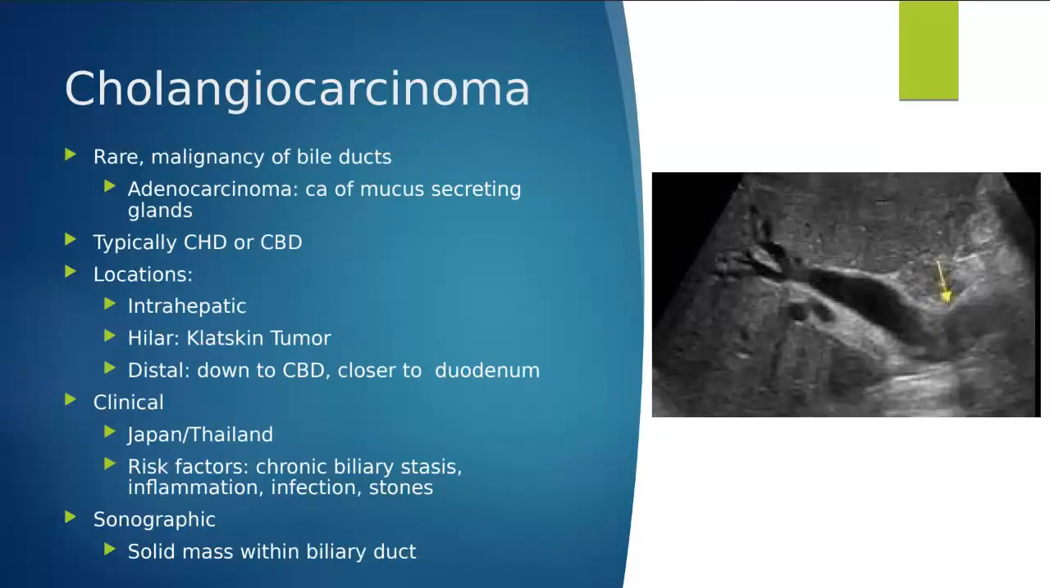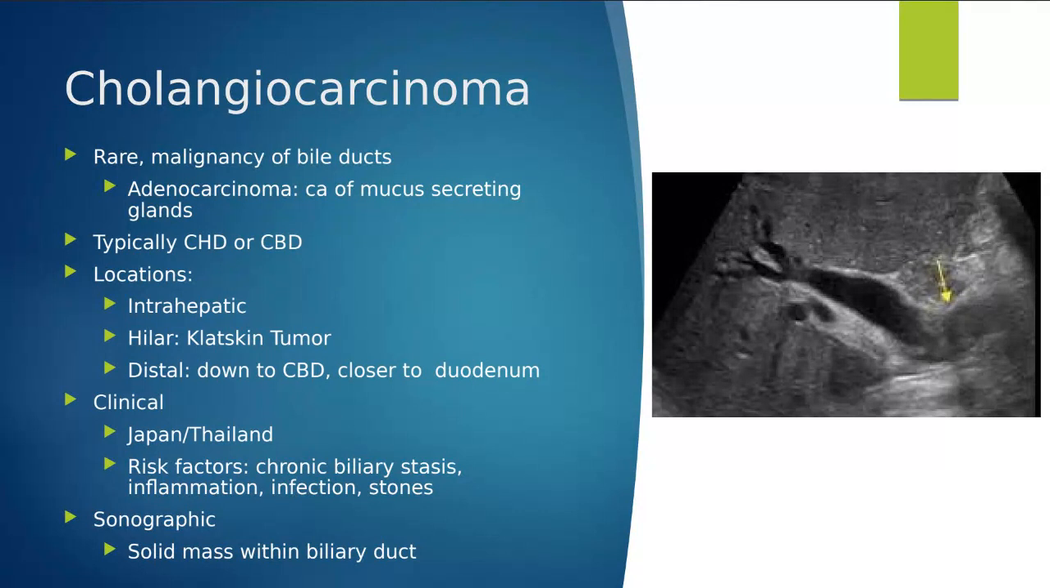Next, we have cholangiocarcinoma. So again, we're still talking about the biliary tree. That's going to be our key prefix term when we are studying for our registry. This is a very rare type of malignancy and it's specific to the bile ducts. It is a type of adenocarcinoma. So adenocarcinoma is just like adenomas.